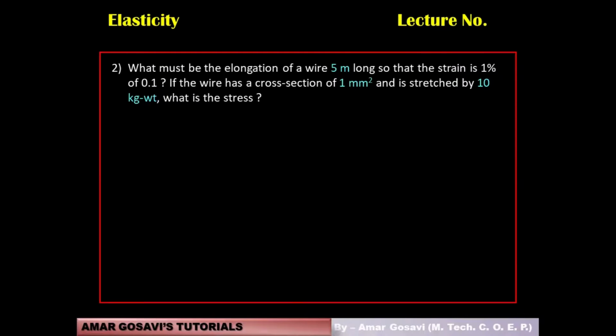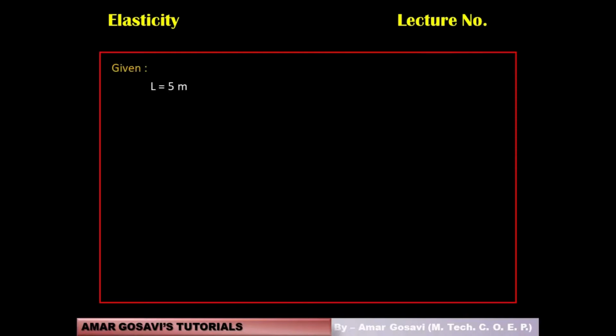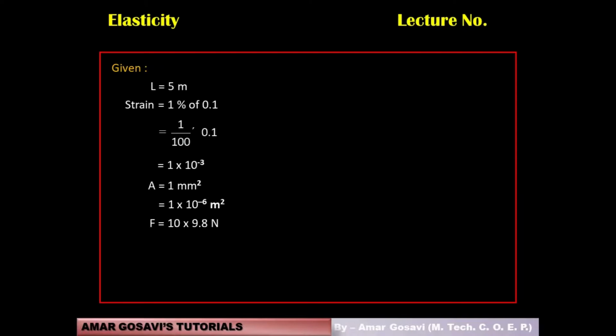Hopefully you have noted down this problem. Let's move ahead then. Capital L original length is 5. Strain 1% of 0.1. That means 1 upon 100 into 0.1, so it comes out to be 1 into 10 raised to minus 3. Area is 1 mm square converted into meter square by multiplying it by the factor 10 raised to minus 6. Force multiplied by 9.8 because it was given in kg weight, so 10 into 9.8. So they are expecting small l and stress.